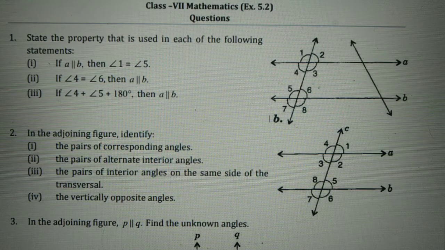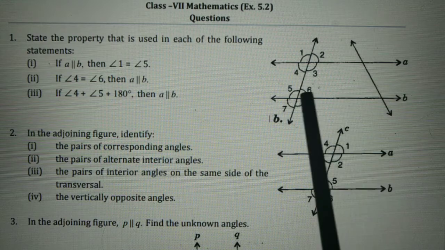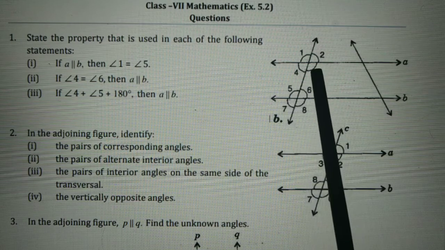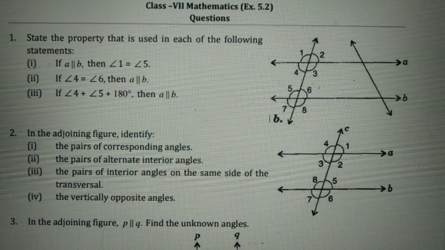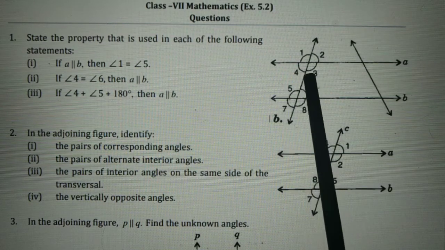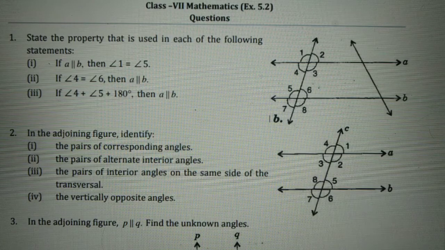Now the next, third: angle 4 plus angle 5 is equal to 180 degrees. With this relation between angles 4 and 5, only then can we say A is parallel to B. If we want to prove A is parallel to B, we can prove that the interior angles on the same side, like 4 and 5 or 3 and 6, the sum of these two angles, that is on the same side 4 and 5, is equal to 180 degrees. These are interior angles on the same side. Only then can we say that A is parallel to B.